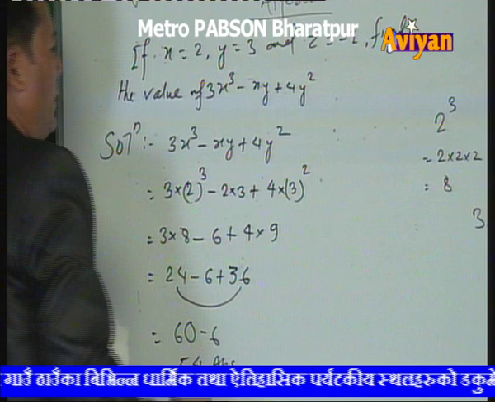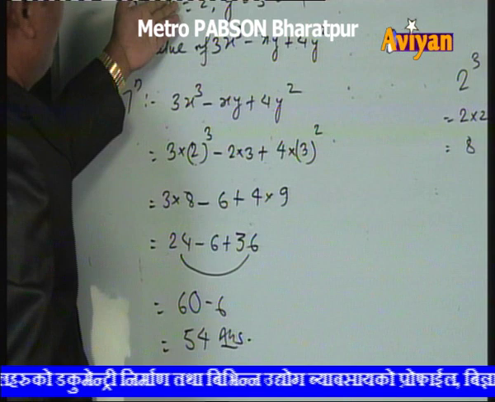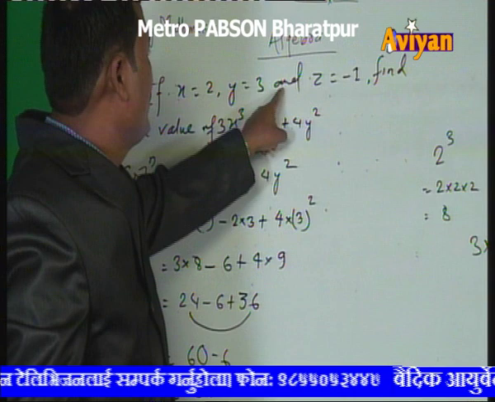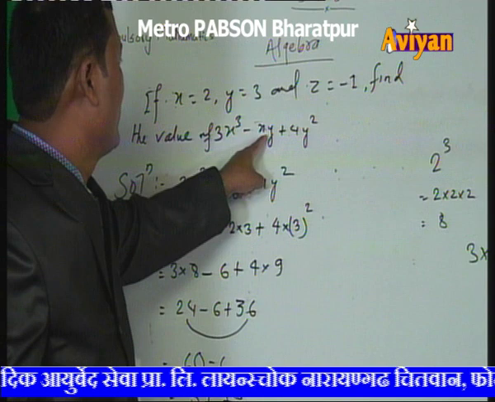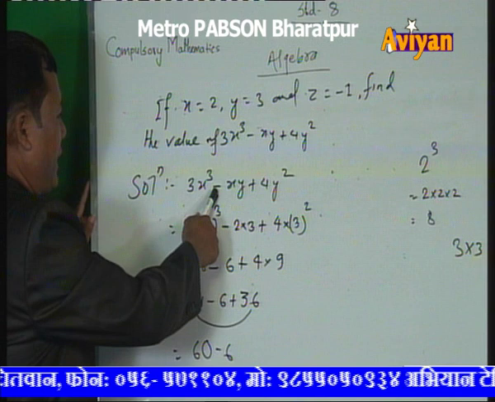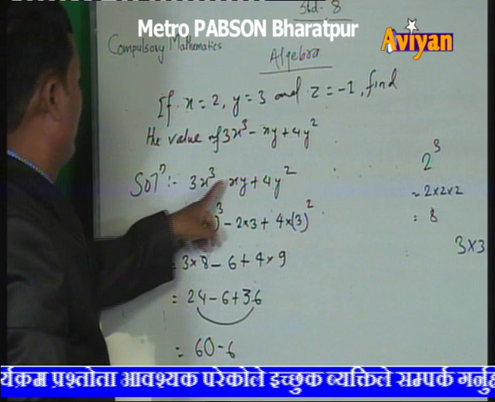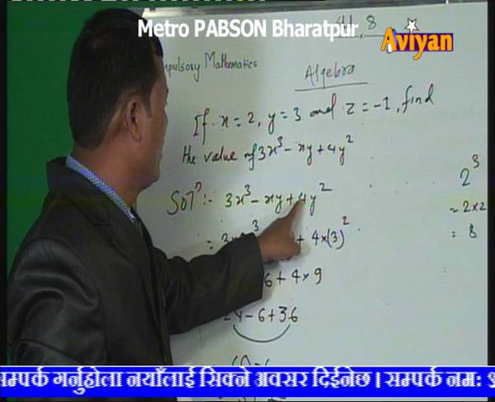Student, please. Everybody, you also copy please. Look here. If x is equal to 2, y is equal to 3, and z is equal to minus 1, find the value of 3x cube minus xy plus 4y square. It is the question. 3 is 3, value of x is 2, then power 3, minus x is value 2 and y is value 3, then plus is plus, 4 is 4 into y means value 3 square.